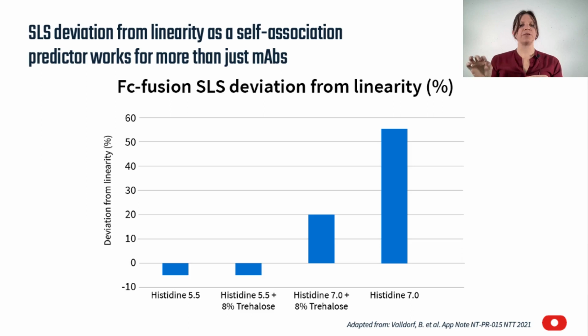All right, so last I just want to quickly show that this approach isn't limited to full-length monoclonal antibodies. Here we have a brief example of the same experiment applied to an Fc fusion construct screened with 4 different buffers. The same histidine pH 5.5 buffers give negative deviation from linearity compared to the higher pH buffers. This just goes to show that the predictive measurements apply to all types of biologics constructs and not just monoclonal antibodies.